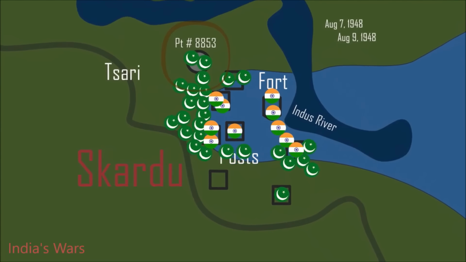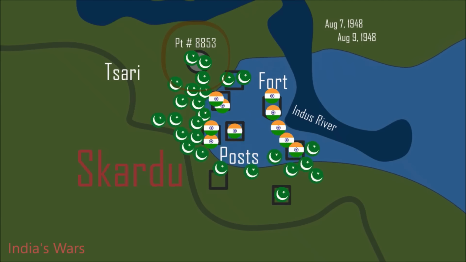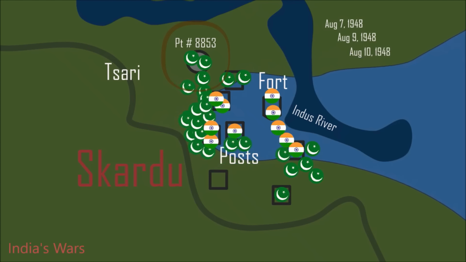2 days later, on August 9th, the enemy attacked the fort using howitzer guns in their attempt to break in. The attack was again pushed back. The enemy attacked again the next day with the same result. The mortar fire resumed on August 12th.